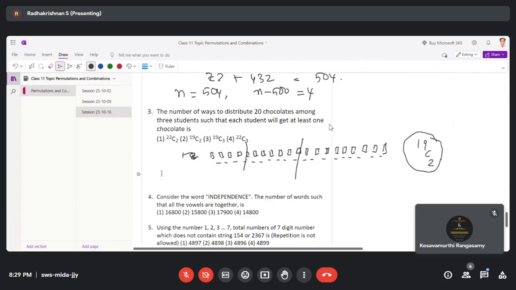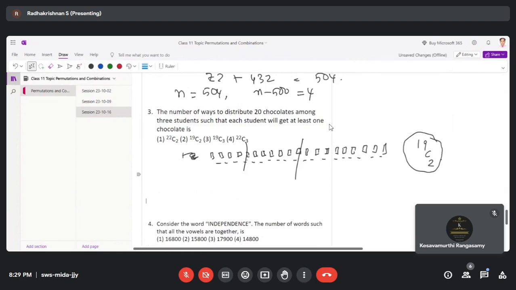Actually, this question can be asked in different ways. Instead of saying each student will get at least one chocolate, you can get a question where that condition is not there, or each student will get at least 2 chocolates. So there are different ways in which this question can be asked, and you need to know a general way of how to solve this. So that way also I'm going to tell you. This is one logical way, this 19C2, but there is another way which can handle even different scenarios.